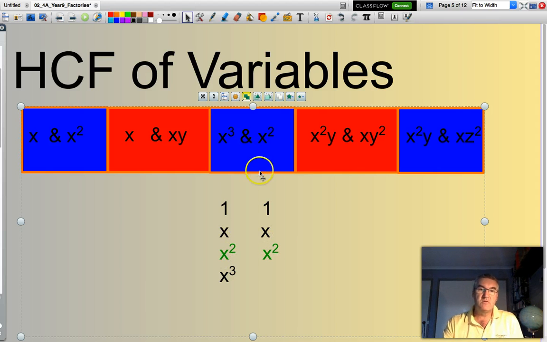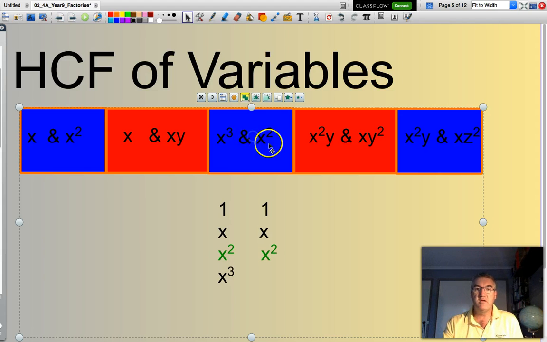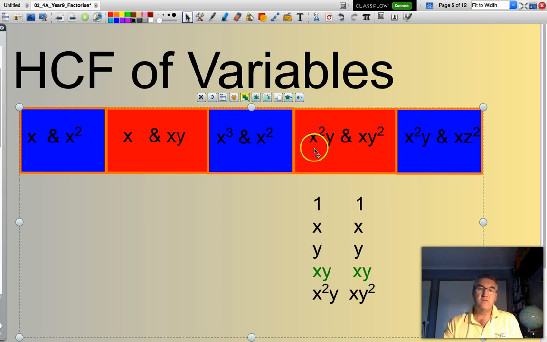Okay, let's look at something a little bit more complicated again. This time I have x squared y and xy squared. If you think about all the different factors of those, there's quite a few now. Factors of x squared y would be 1. x is a factor because that'll always divide by x. y is a factor. xy is a factor, and x squared y.